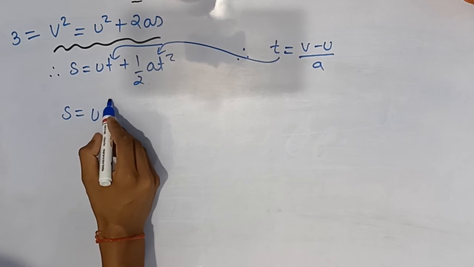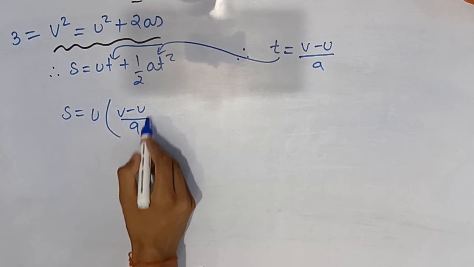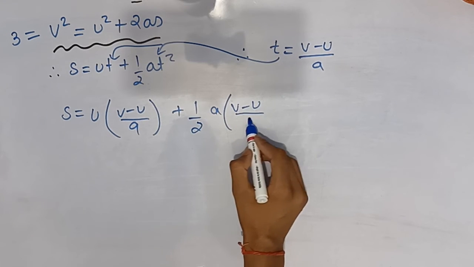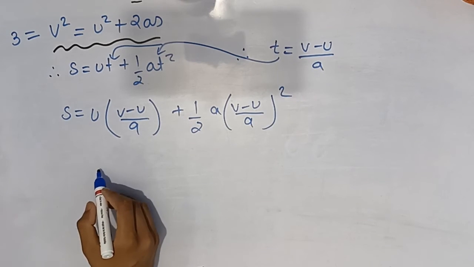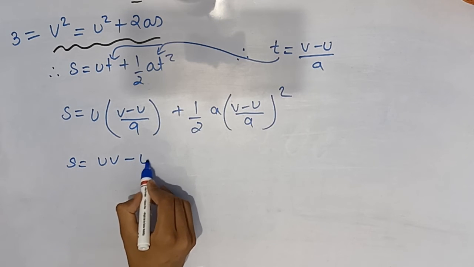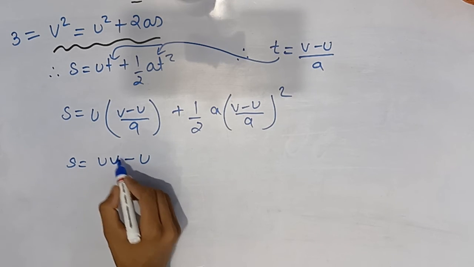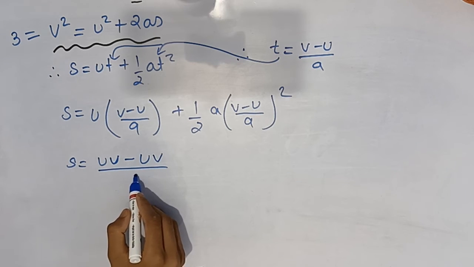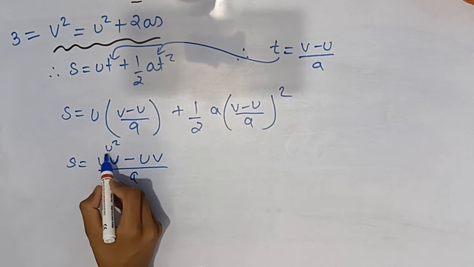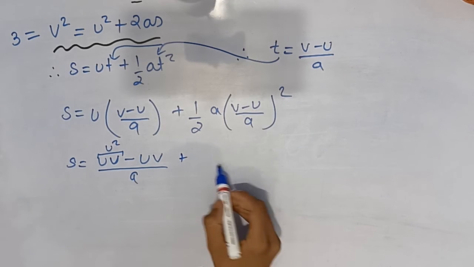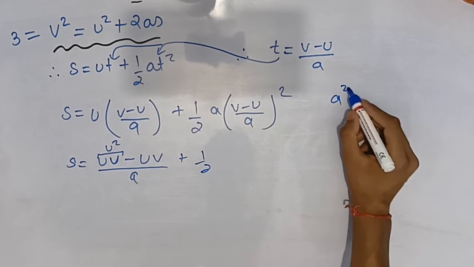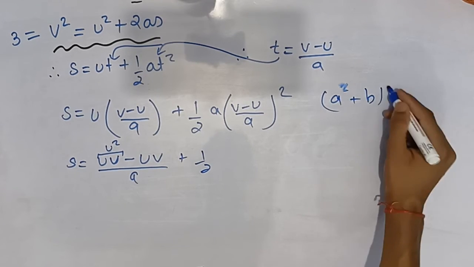s = u(v - u)/a + 1/2 a ((v - u)/a)². So we will get s = (uv - u²)/a. We can write uu as u². And here we have to put the (a - b) whole square identity.